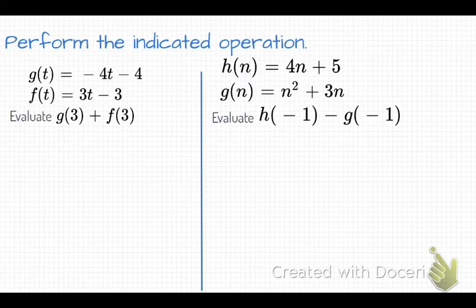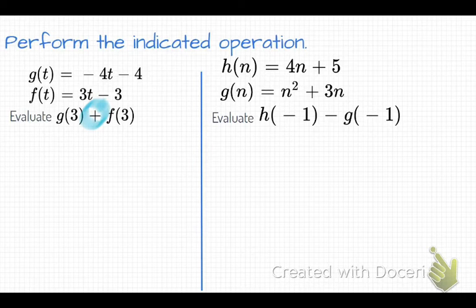Now I have perform the indicated operation. So I have g of t equals negative 4t minus 4, and f of t equals 3t minus 3. And it says evaluate g of 3 plus f of 3. So what do you think I have to do this time? I got to do some solving. It says perform the indicated operation. Do we remember what our operations are? No, you all keep forgetting. We have add, subtract, multiply, and divide. So what is my first operation on this question? What's this operation? So we're going to add, okay?